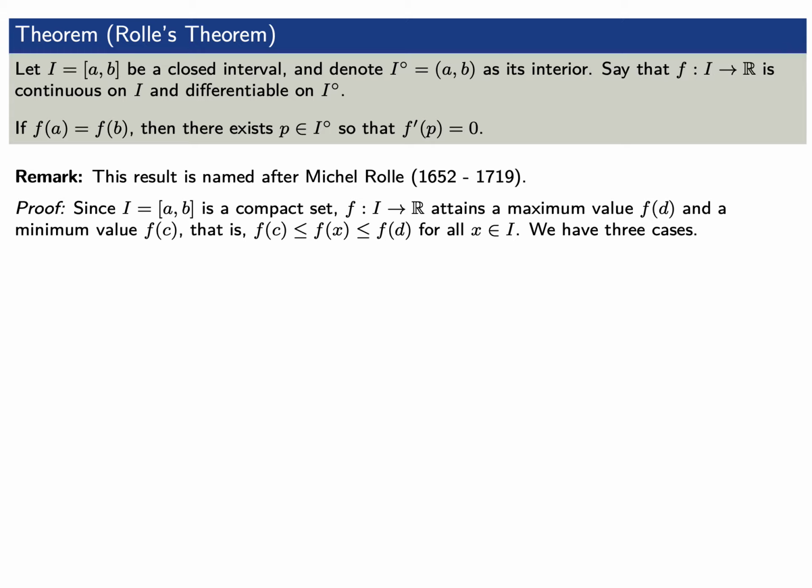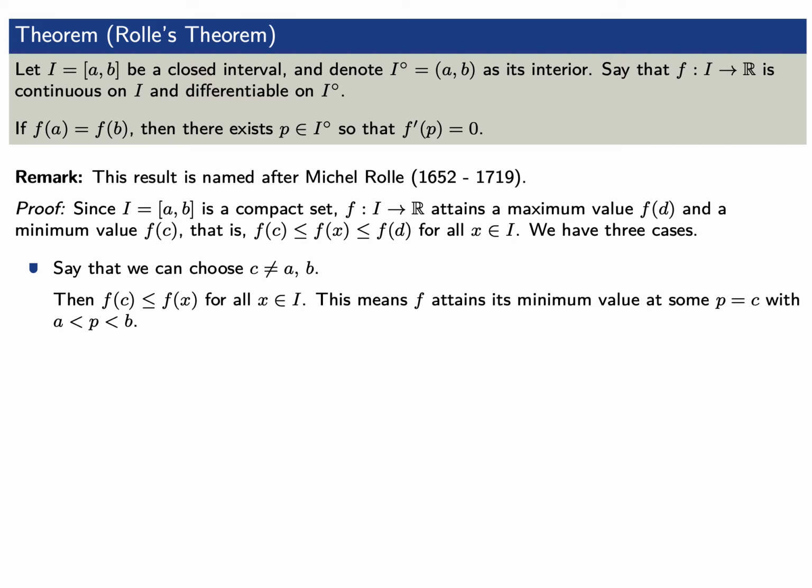Since I is a compact set, we know that f attains its maximum value at some point d and attains its minimum value at some point c. That is, f of c is less than or equal to f of x is less than or equal to f of d for all x in our closed interval I. Let's consider now three cases. First, say we can choose our minimum value to occur at a point c that is different from a or b. This means that f of c is less than or equal to f of x for all x in I. However, this now means that f attains its minimum value at some point p in the interior.